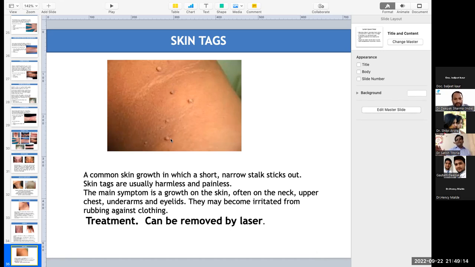A wart is an infectious thing, which can spread. If you are rubbing and one wart is there, it can become two or three warts. But skin tags are not infectious. So one is an infection, one is not. For the wart, we can offer some medical or chemical treatment. But in this case, there is no treatment except removal with the laser.